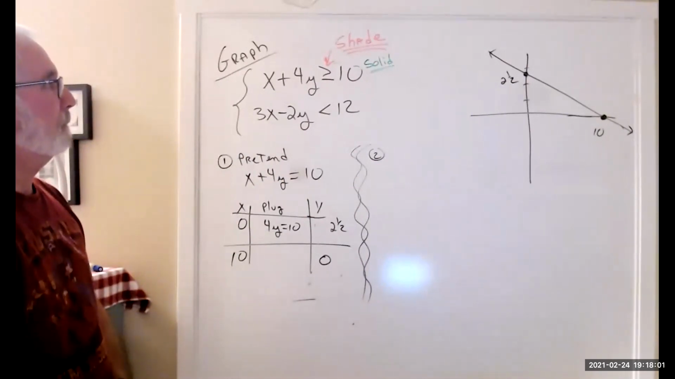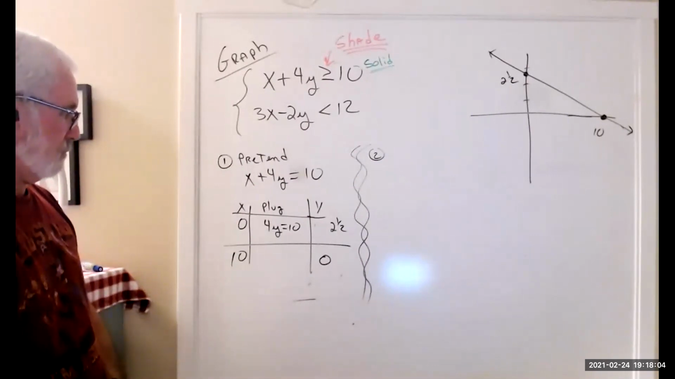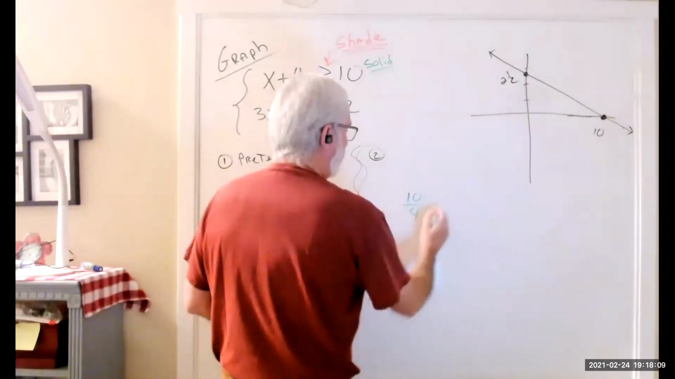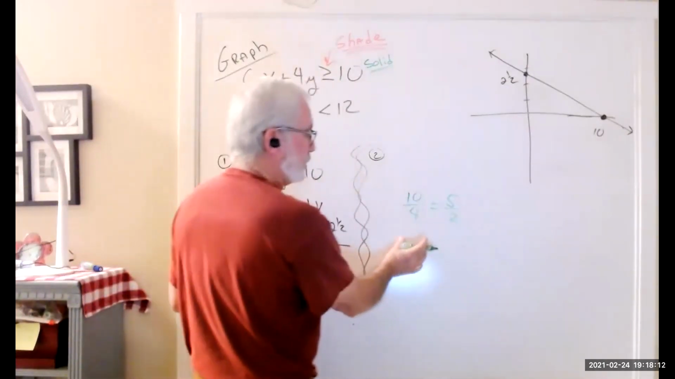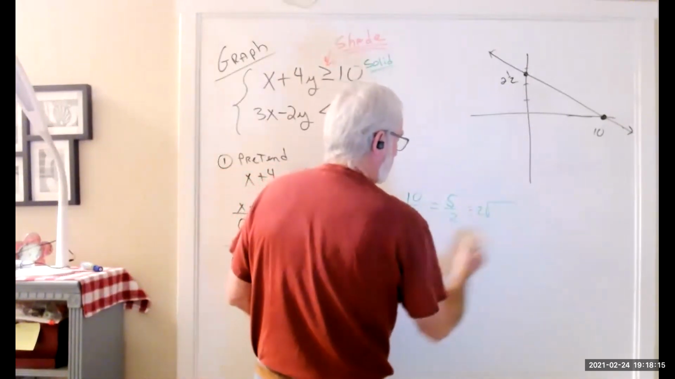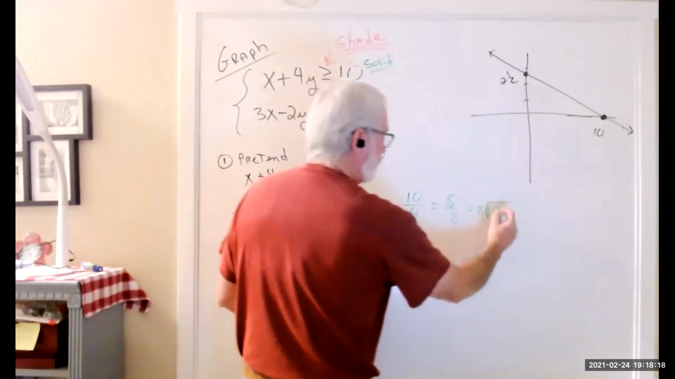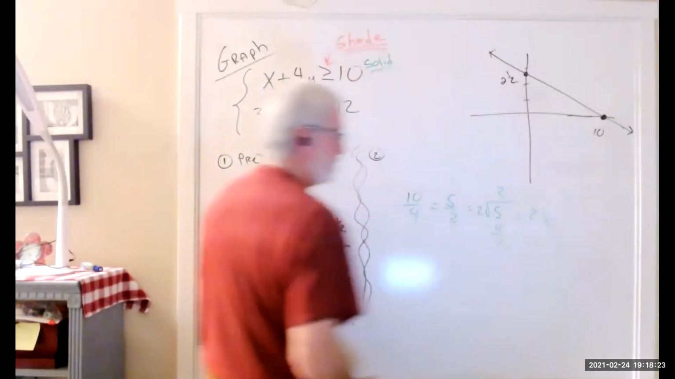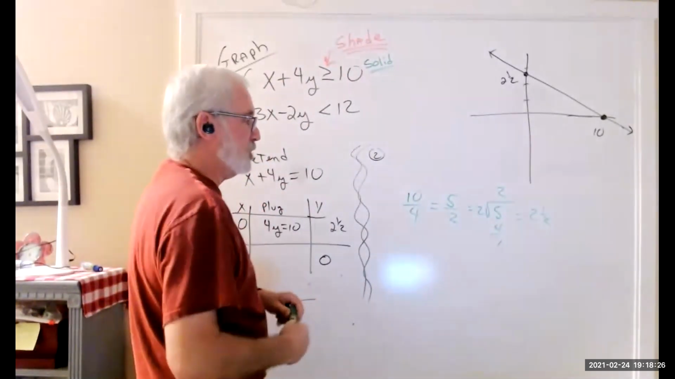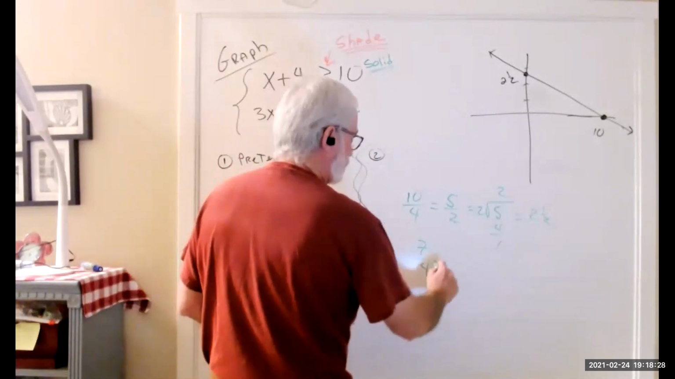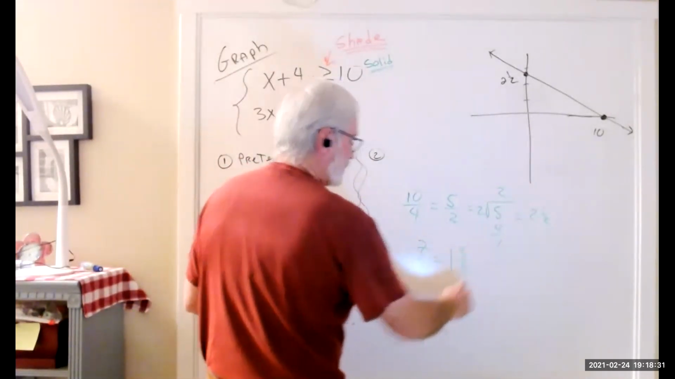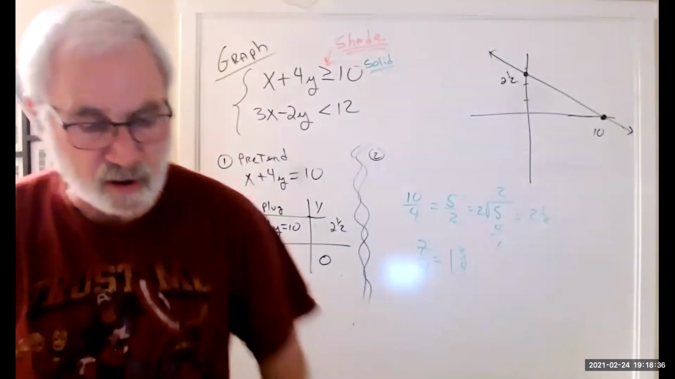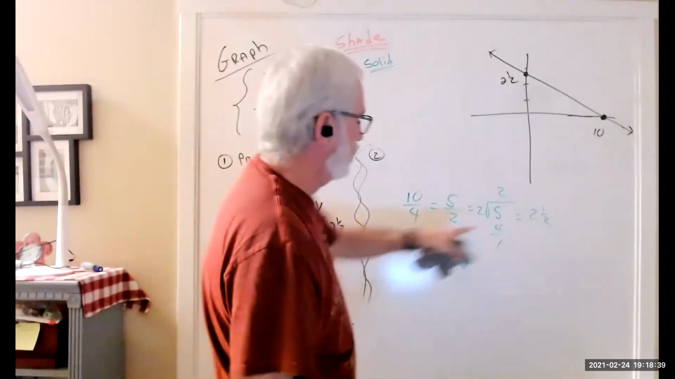Can I interrupt you real fast? Yep. How did you get the 10/4 into 2.5? Come on, Philip. 10 divided by 4 is 5 divided by 2. You reduce it. Yeah, I got the 5/2. That means 2 goes into 5 two times with remainder 1. That's 2.5. That's changing a fraction. If you had 7/4, that goes 1 3/4 times. 4 goes into 7 one time with 3 left over. That's just changing improper fractions into mixed numbers.